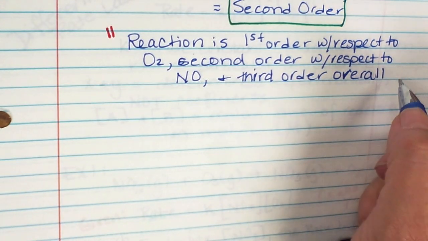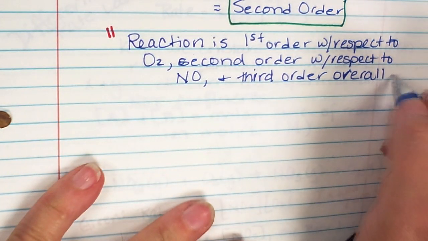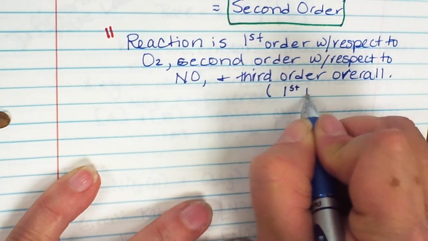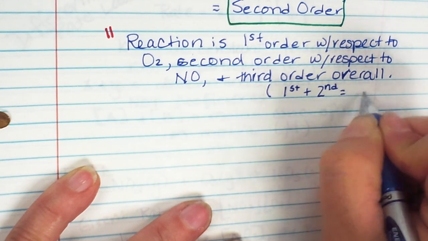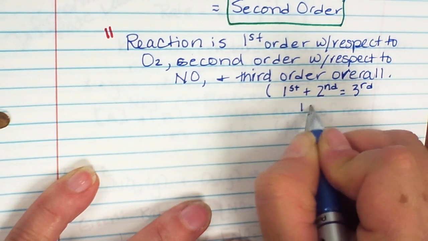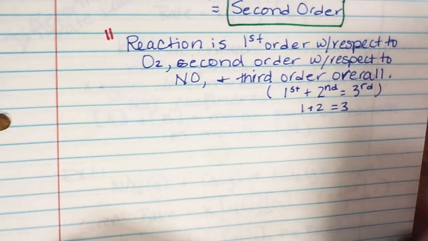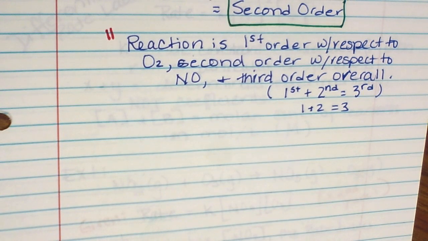And the reason it is third order overall is because first plus second, third. Like 1 plus 2. Right? 1 plus 2. We add them together. All right? Which means that if we doubled all 3 of them, it would go up by an exponent of 3. If you doubled the first order and then you doubled the second, it would go up by an exponent of 3. Okay? All right.